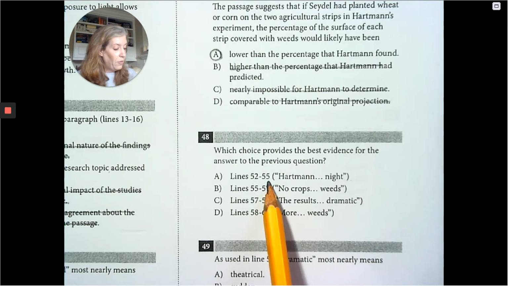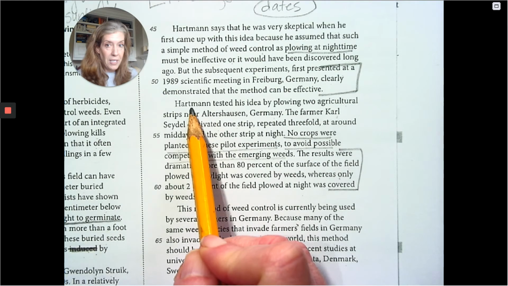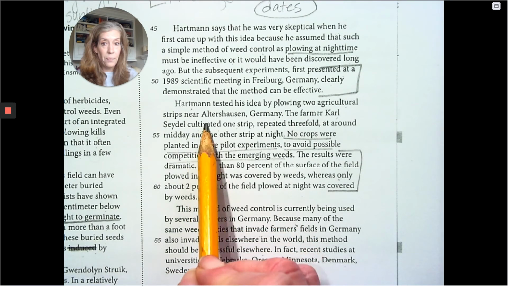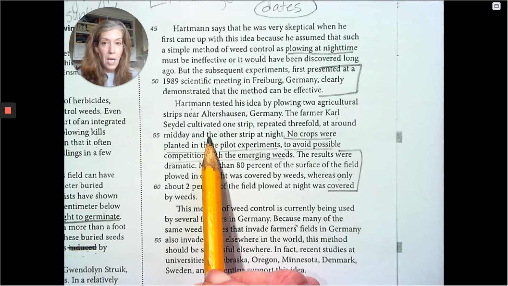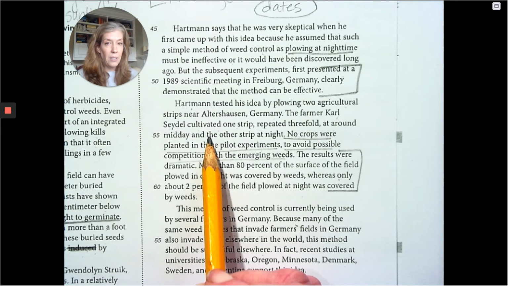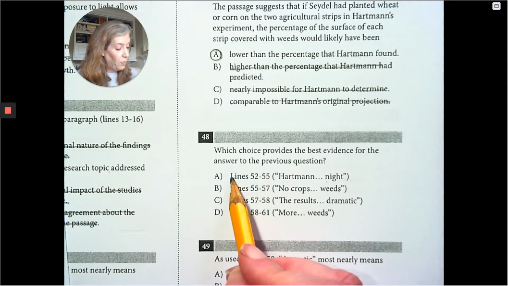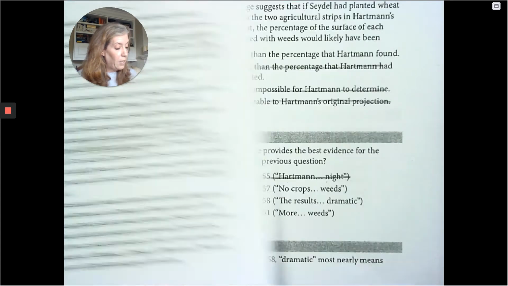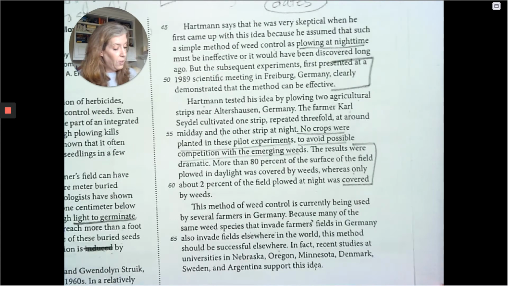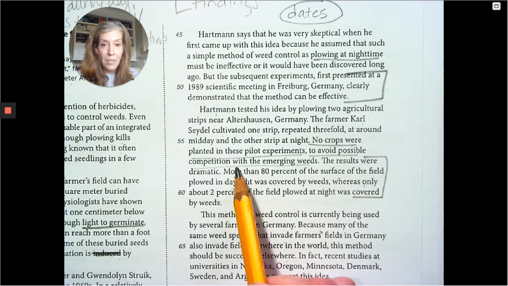So line 52 to 55, Hartman and Knight. Hartman tested this idea by plowing 2 agricultural strips near Germany. The farmer, Karl Seidel, cultivated 1 strip, repeated threefold at around midday, and the other strip at night. It doesn't say anything about what else was going on there, what else was planted. Line 55 to 57. And we're reading between no crops and weeds. No crops, I told you I remembered this one. No crops were planted in this pilot experiment to avoid possible competition with emerging weeds.